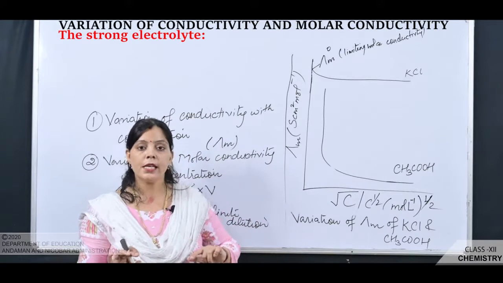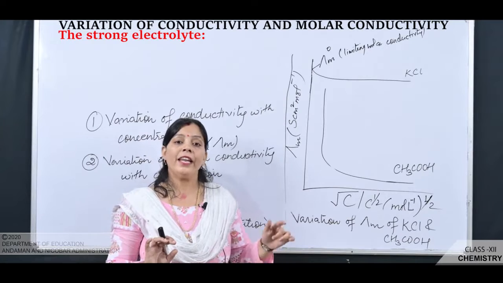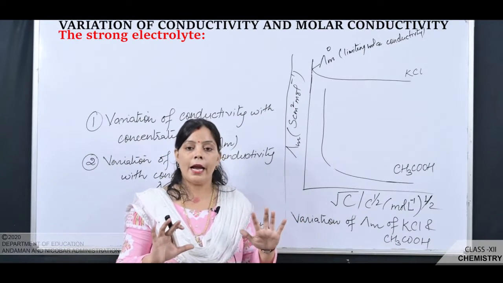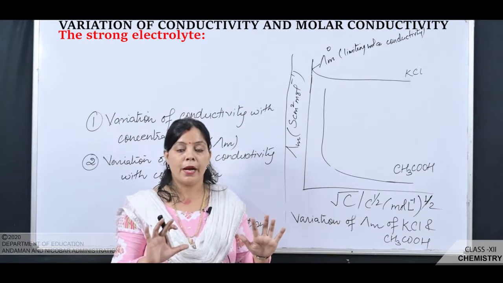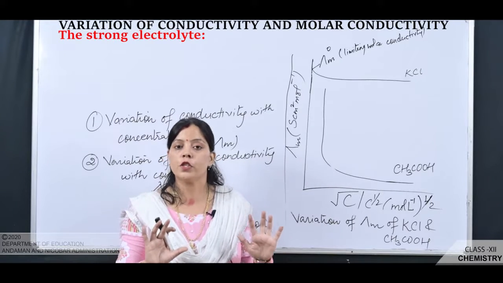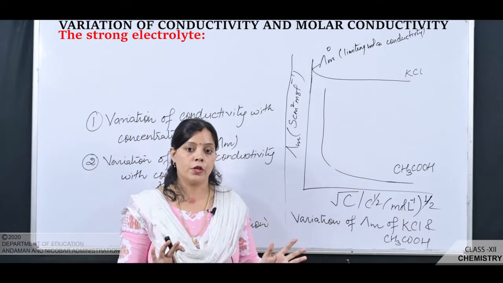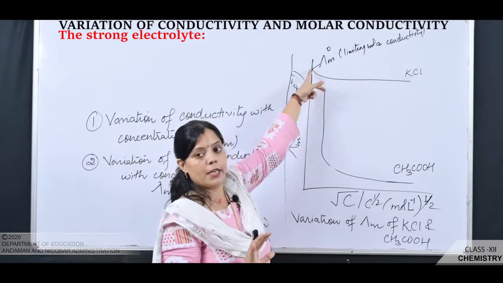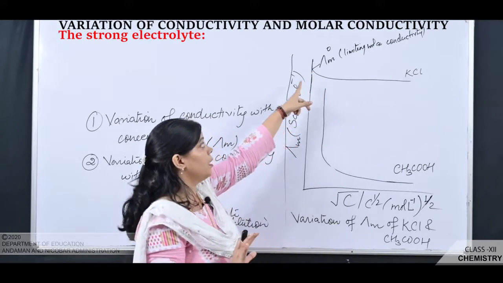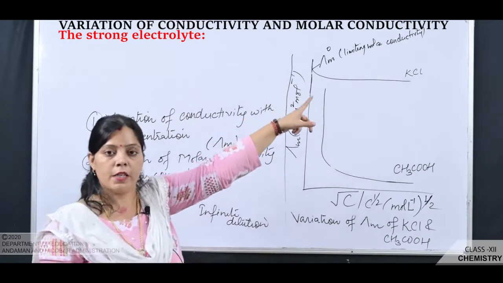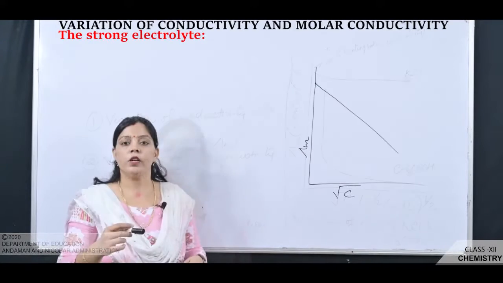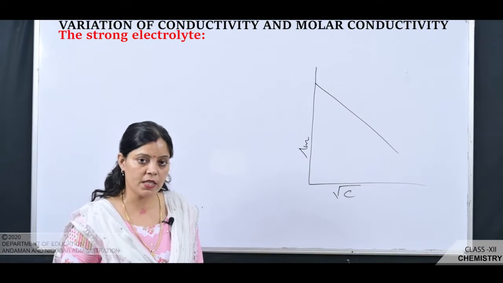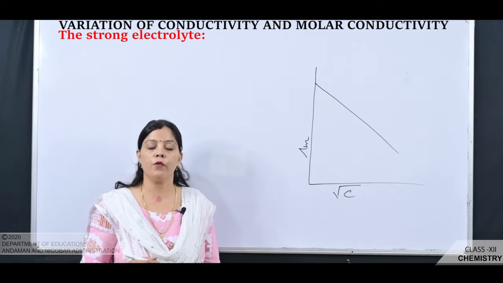As we are decreasing the concentration of the solution, or increasing the dilution, the ions move apart and the interionic interactions decrease, and as a result the molar conductivity of the strong electrolyte attains a maximum value that is named the limiting molar conductivity, represented by kappa m naught.